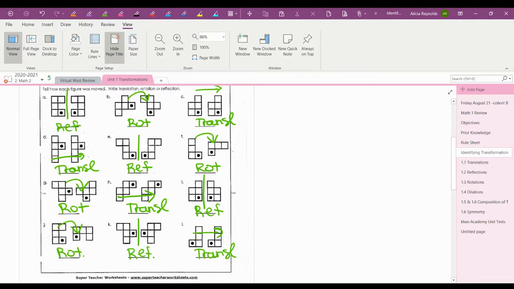So make sure we have this page filled in. And that's going to conclude this first video introduction covering our objectives. Make sure you guys complete the prior knowledge. I'm collecting that page, reviewing the rules, and this quick identifying transformations page. Next video will be covering ID 1 notes page for number 1 through 10, 1.1 translations.